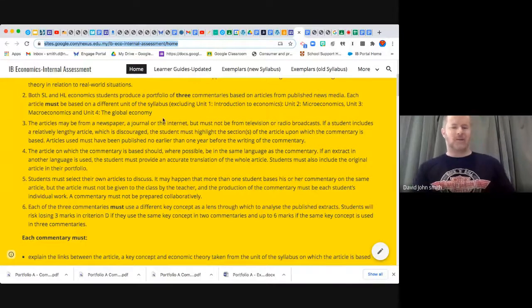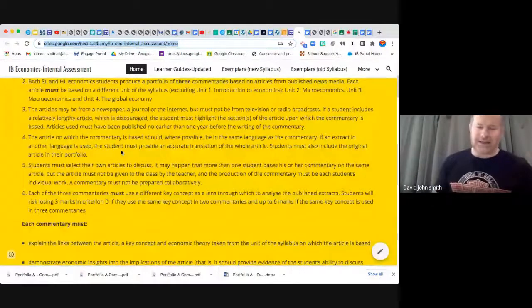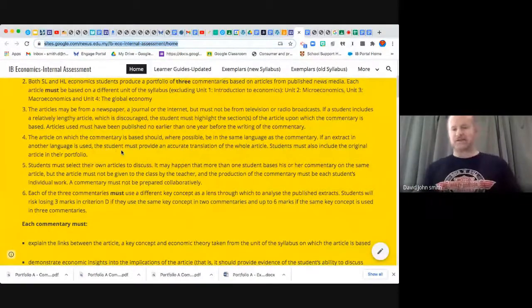And where it says the internet, I'd avoid that like the plague. Whatever that means, I'm not entirely sure. That has not been made clear. But definitely there are enough newspapers online for you to be able to find an article. We don't want you coming up with anything from the TV or the radio. Radio, do you listen to radio? I guess you do. If a student includes a relatively lengthy article, what you need to do is highlight the key sections of that article that you're going to be commenting on.